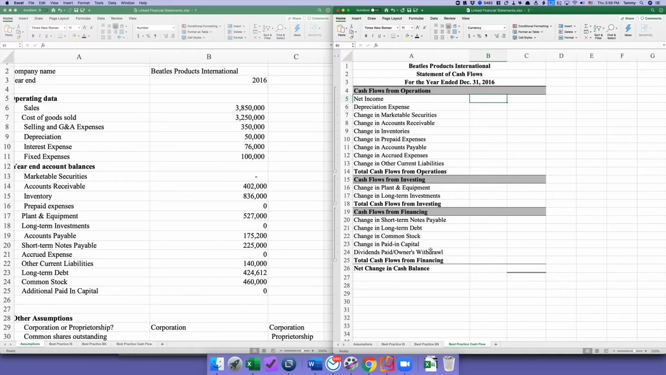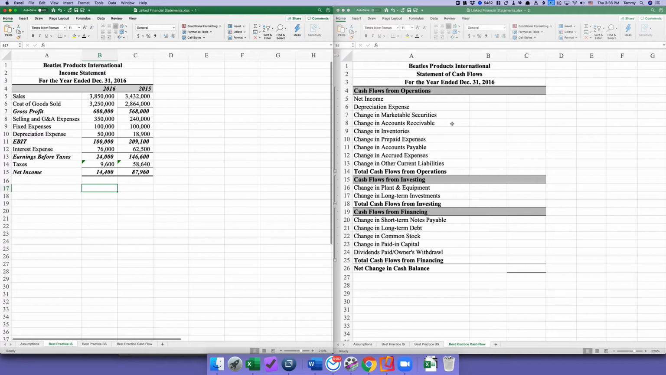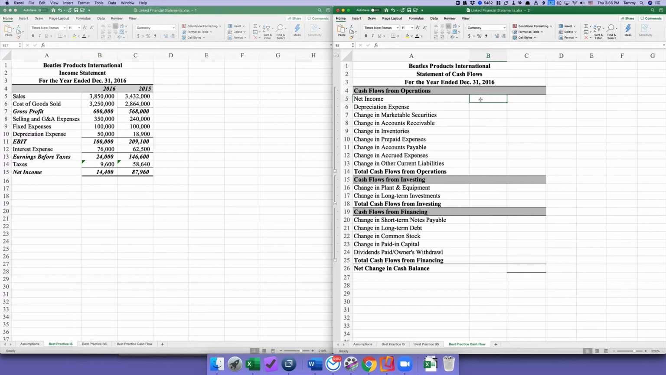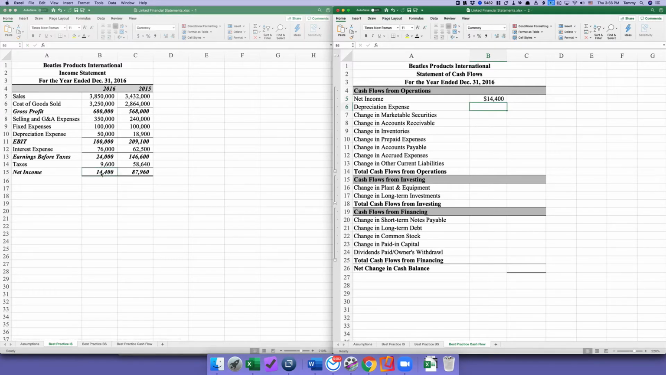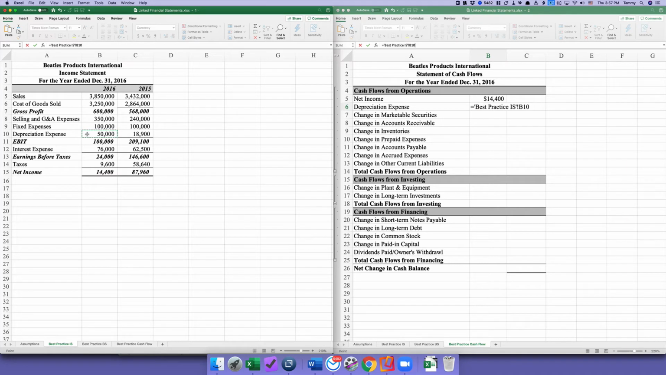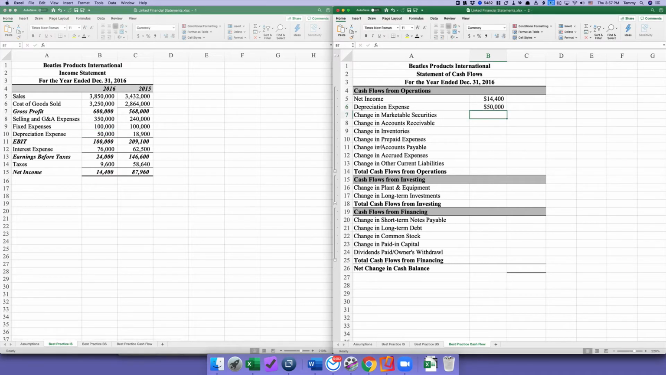Okay, so let us move over to this side and look at the income statement first, because this is the indirect method, of course. So we're going to just pick up our net income, which was $14,400 for this year, and we are going to pick up our depreciation expense because we need to add that back to the income for the purpose of cash flow.